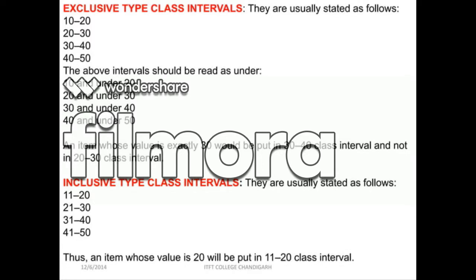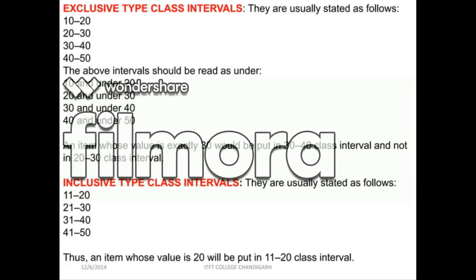Now, what does it mean, exclusive type class intervals? They're usually stated as follows: 10 to 20, 20 to 30, 30 to 40, 40 to 50. The above intervals should be read as 10 and under 20, 20 and under 30, 30 and under 40, 40 and under 50. So an item whose value is exactly 30 would be put in the 30 to 40 class interval and not in the 20 to 30 class interval.